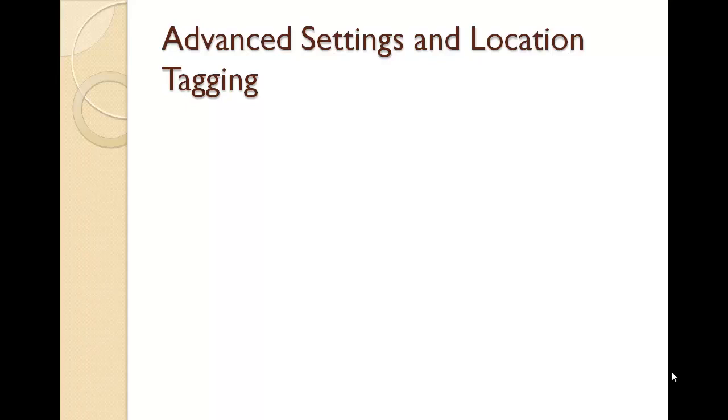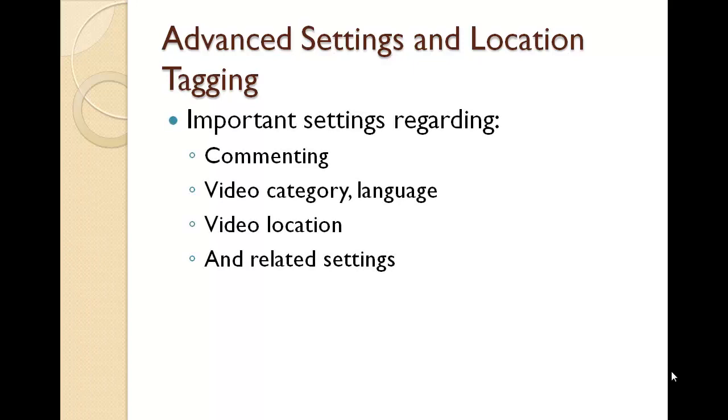Hello students. So in this tutorial we are going to see some advanced settings and the method for doing location tagging. There are some advantages of adding certain elements like the location of your video, as well as choosing the category and also enabling commenting, as well as telling YouTube about the language of your video and other related stuff. So let us check out how we can do this in our interface of YouTube itself.